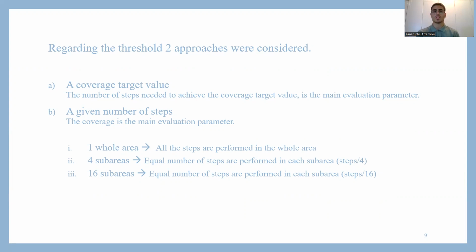The other approach is giving the robot a certain amount of steps to perform, and the performance of the path was evaluated by the coverage itself. So as you can see, in the one whole area, all the steps are performed in the whole area. And in the 4 and 16 sub-area cases, a certain amount of steps are performed in each sub-area.